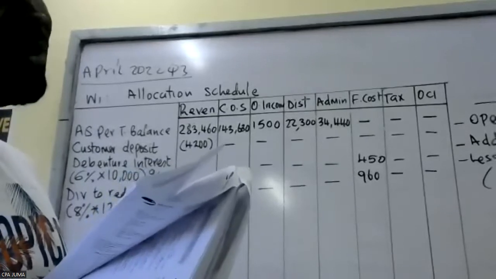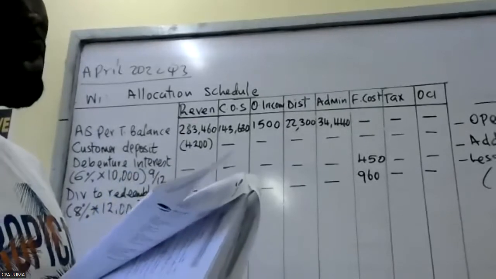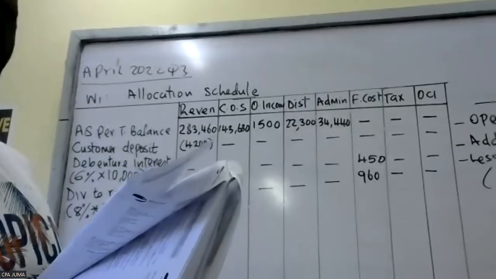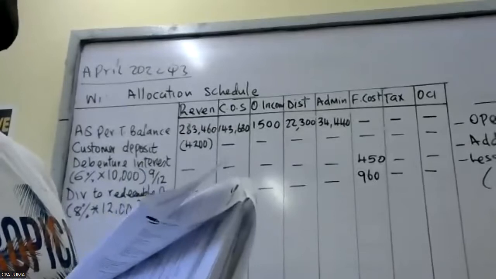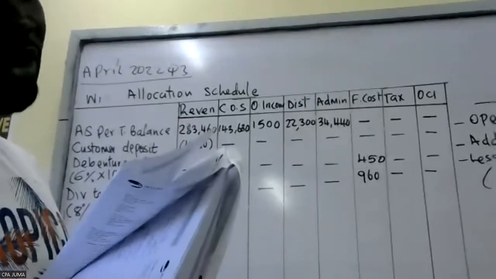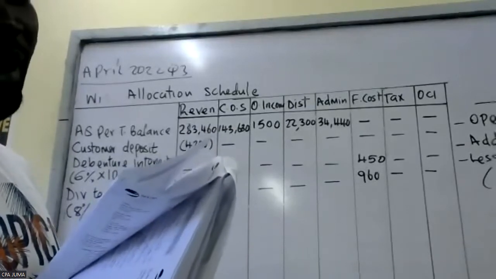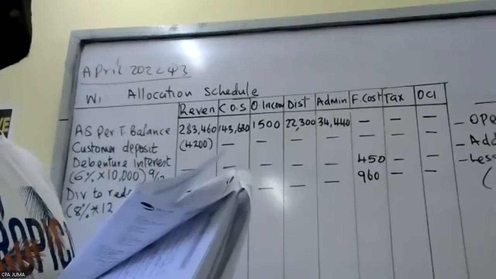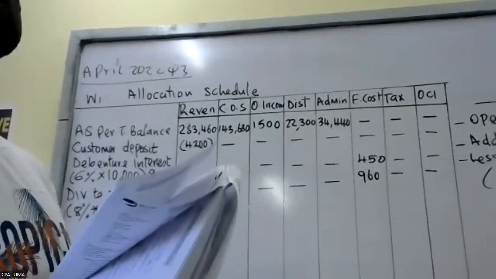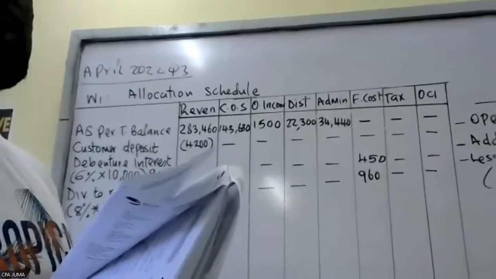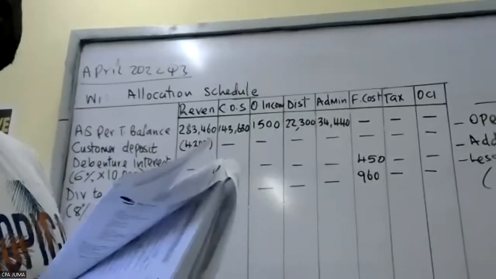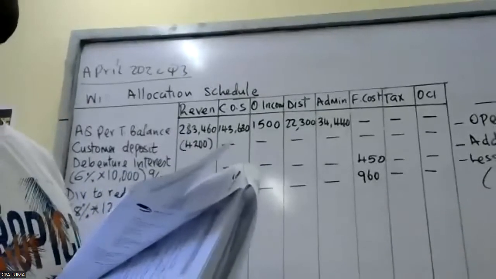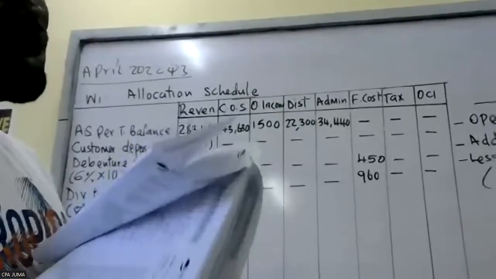Other assets are being depreciated as follows. Plant and equipment, 20% on straight line. Straight line means you charge depreciation on cost. Furniture and fittings, 25% per annum. Using which method? Reducing. Reducing means you charge on net book value. Net book value, you take the cost, you subtract the accumulated depreciation, and that is what you charge on.